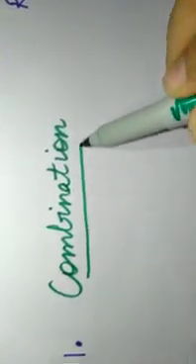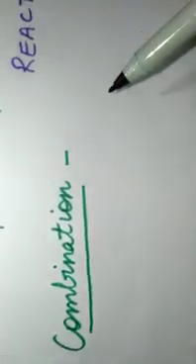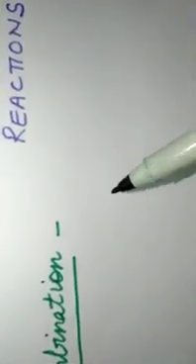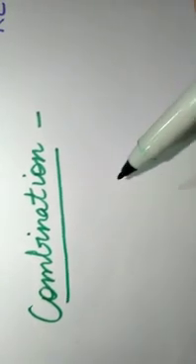The first type of chemical reaction is the combination reaction. Actually there are 4 types of chemical reactions: combination, decomposition, displacement and double displacement reactions. So today we are going to study 2 types of reactions. First is combination and second is decomposition.